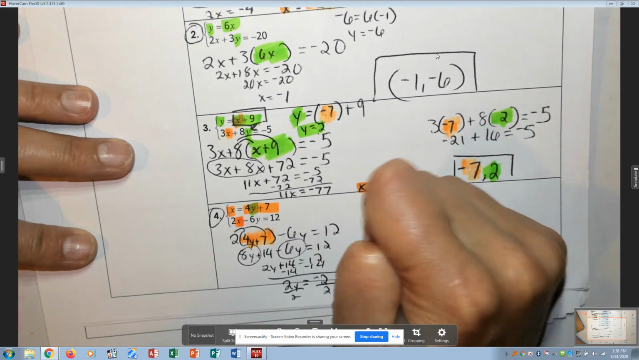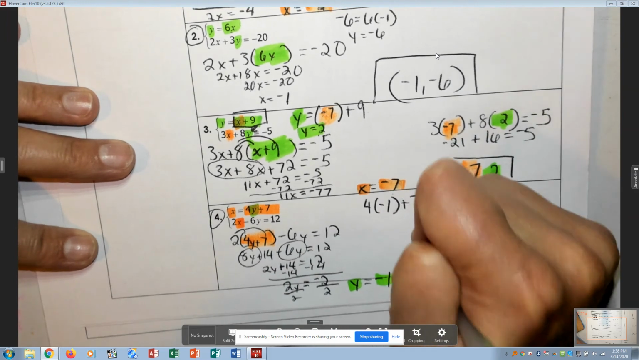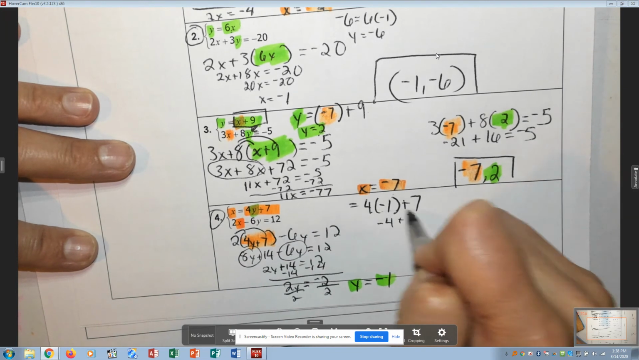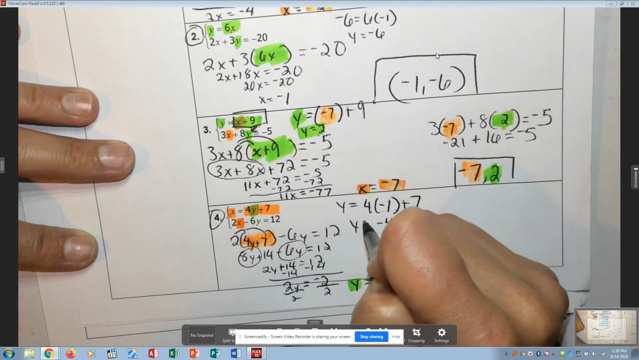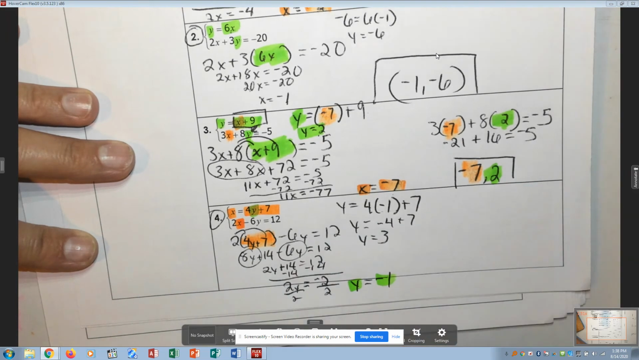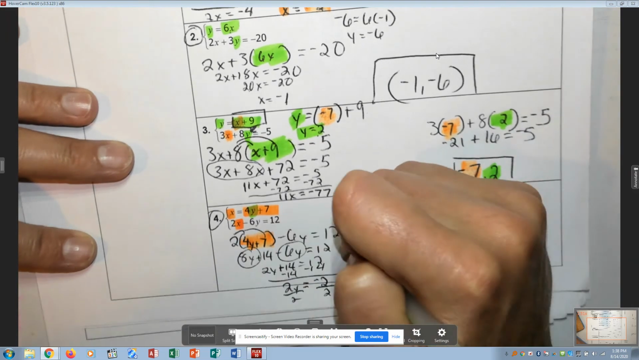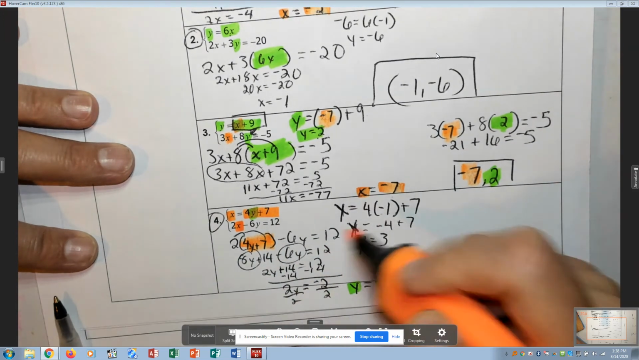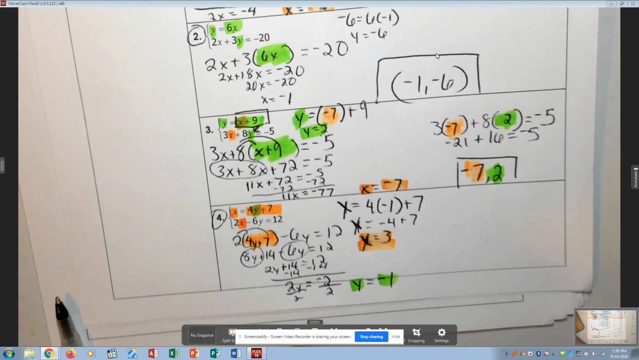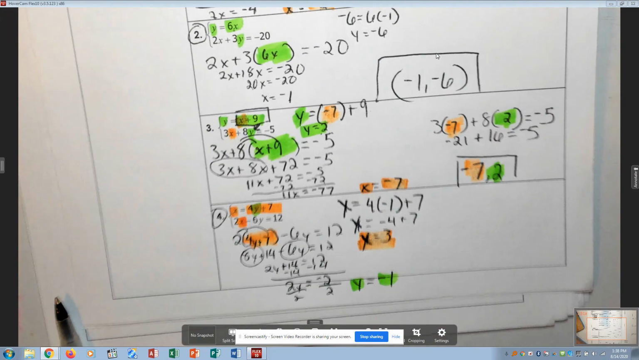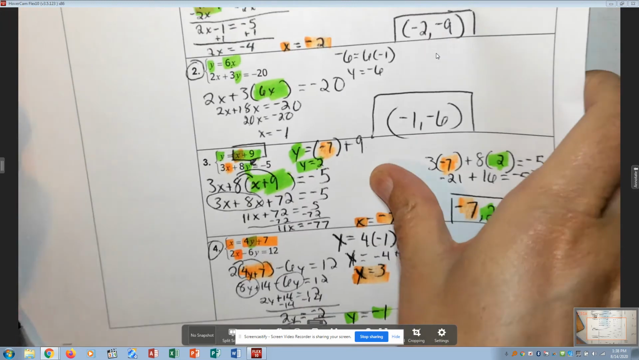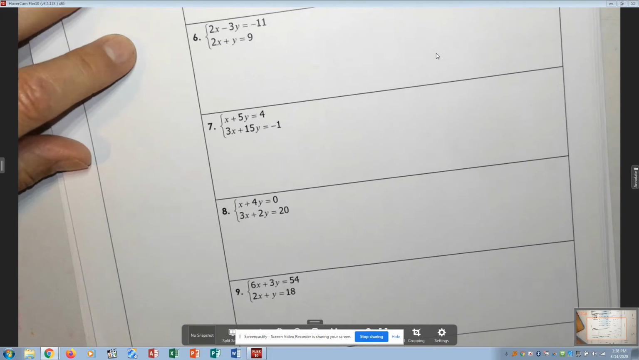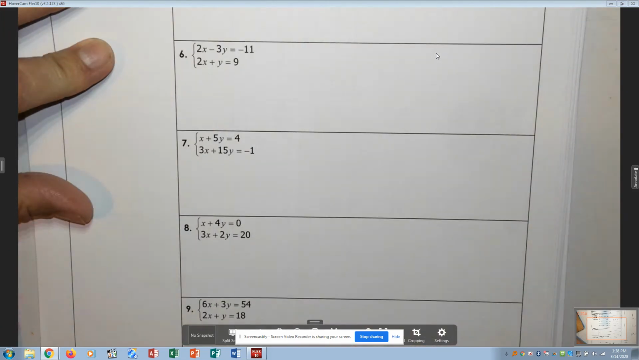So 4 times negative 1 plus 7 is equal to negative 4 plus 7, would be 3, right? So y equals 3. No, x equals 3. This was x. Oops. So x equals 3. See, I caught it because my colors help. So x equals 3. All right. So what I would like for you guys to do, oh, no, let me help you with 5. I'll help you with 5 and 6, and then you guys can do the rest.